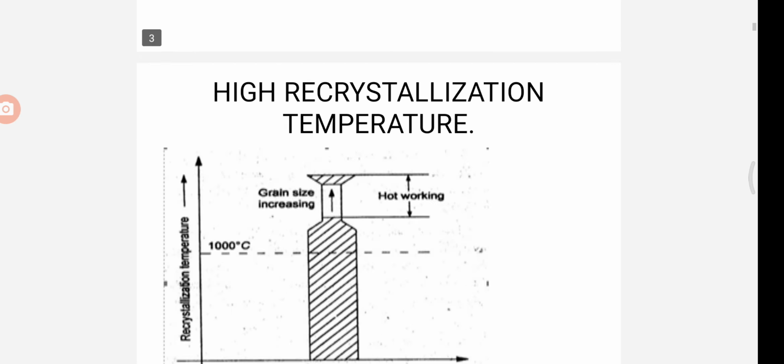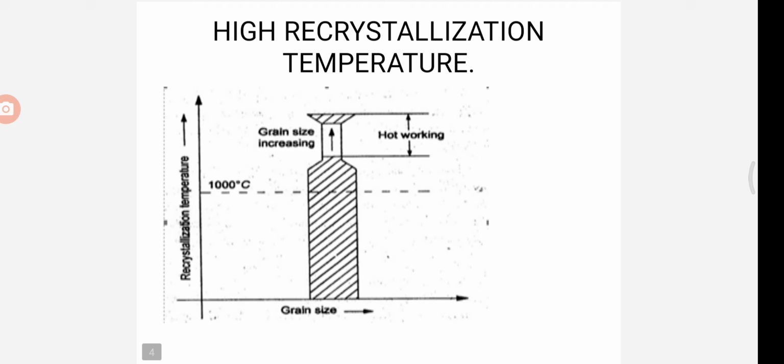So this is recrystallization. For example, at a high recrystallization temperature, if you give higher temperatures to any metal, the grain size increases. We can see in this diagram that the grain size goes on increasing. So that is hot working. When we increase the temperature, the metal is formed in solidified conditions. For that reason the grain increases, so it will elongate.